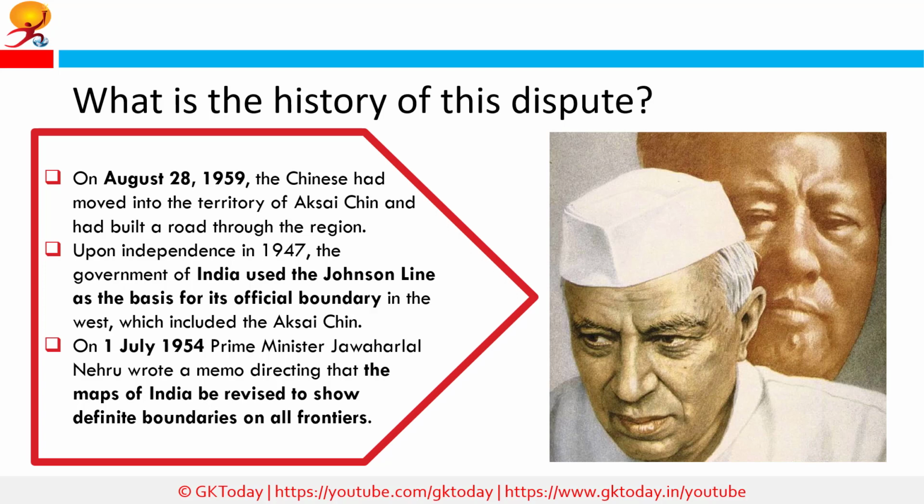On August 28, 1959, the then Prime Minister Jawaharlal Nehru made a statement to Lok Sabha stating that the Chinese had moved into the territory of Aksai Chin. 3 days later, he acknowledged to the Rajya Sabha that they had built a road through the region. Upon independence in 1947, the Government of India had used the Johnson Line as the basis for its official boundary in the west, which included the Aksai Chin region.